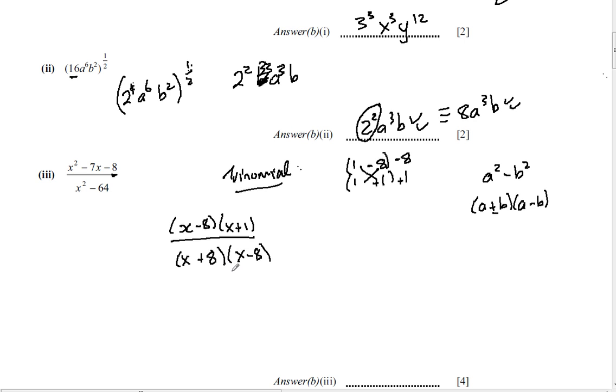So now we can see that we can cancel the x minus 8 with the x minus 8, which is going to leave us with x plus 1 over x plus 8. Oops, that's an 8. So this is on a computer.